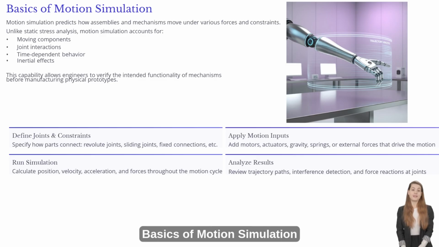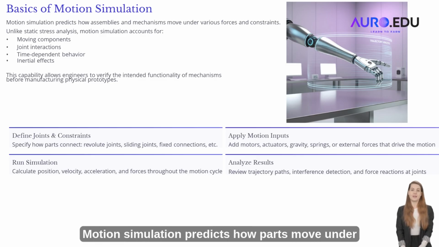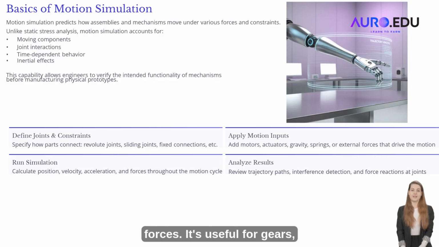12. Basics of motion simulation. Motion simulation predicts how parts move under forces. It's useful for gears, linkages, or robotic arms. We simulate inputs like motors or gravity and observe resulting motion. This helps detect collisions or jamming early in the design phase. It also helps optimize motion paths and joint design.